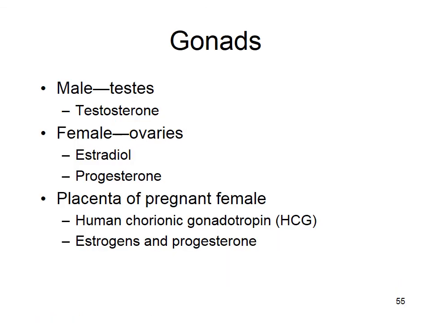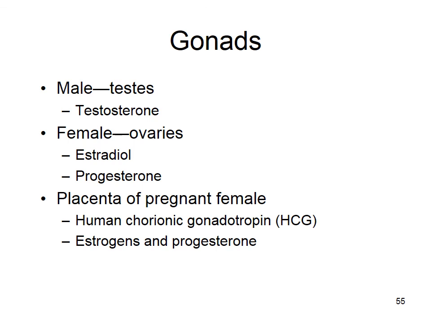All right. The last endocrine organ we'll talk about are the gonads. We'll talk in more detail about these when we talk about the reproductive system. Males have testes that produce testosterone. Females have ovaries that produce two steroid hormones, estradiol or estrogen and progesterone. Progesterone is the precursor to testosterone, and testosterone is the precursor to estrogen. Fun fact. And they're all made from cholesterol.